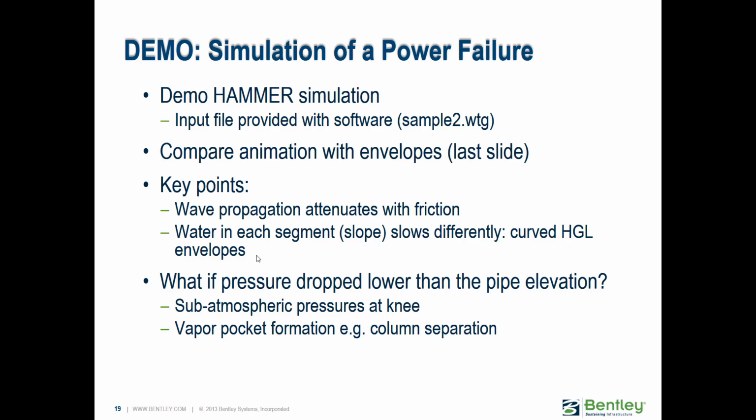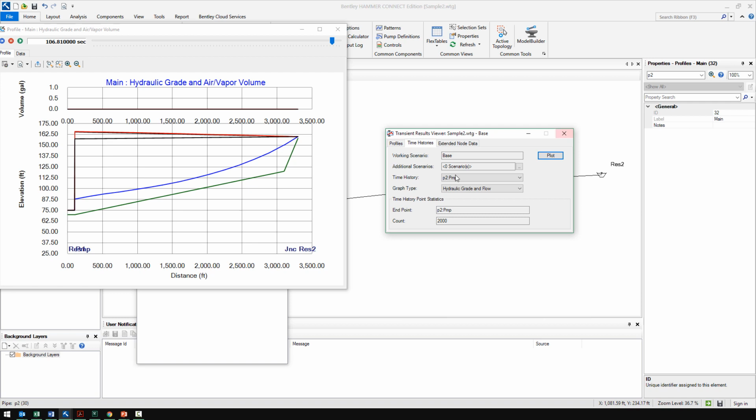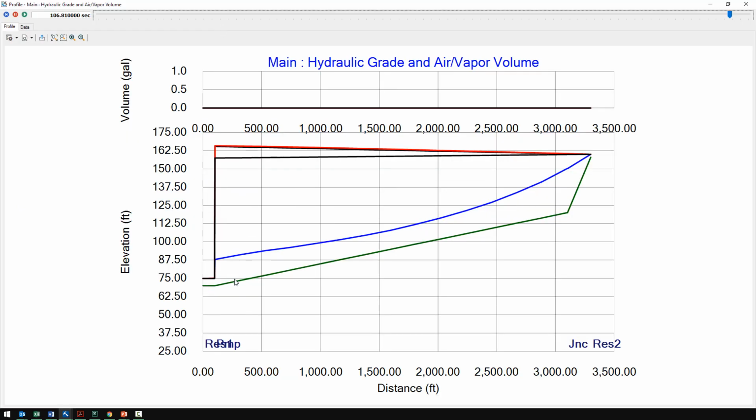All right, so getting back to the transient theory. Key points, again: wave propagation attenuates with friction. It reduces over time. The water in each segment slows differently. You have that curved hydraulic grade envelope, and that's showing the elastic effects. Now, what if the pressure dropped lower than the pipeline elevation, which didn't occur here, but we did have a bit of a knee in the system, and I'll switch back to Hammer to show you that. If we're looking at the profile here, we have a bit of a knee occurring here.